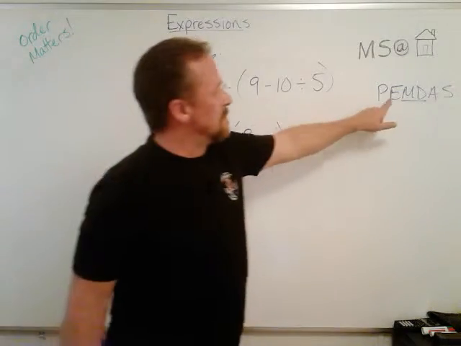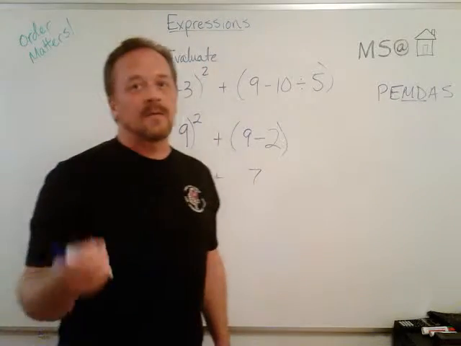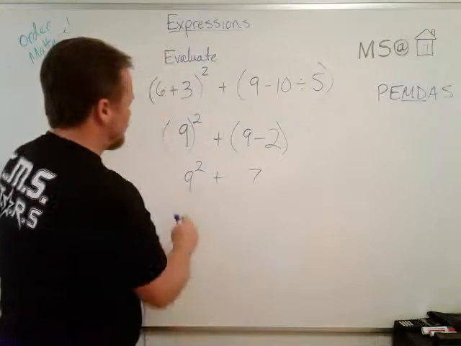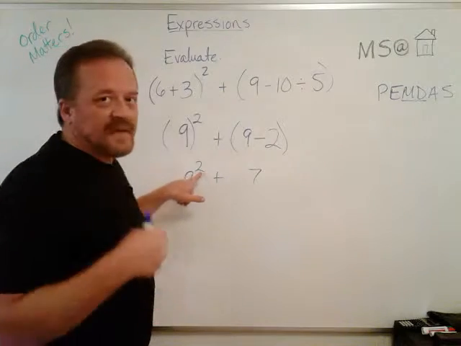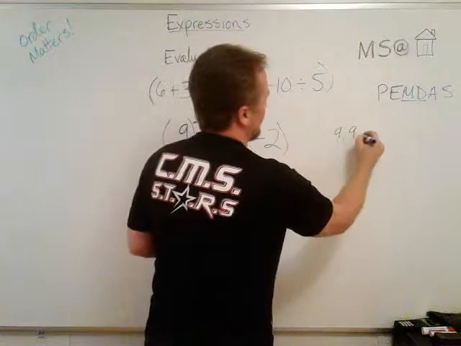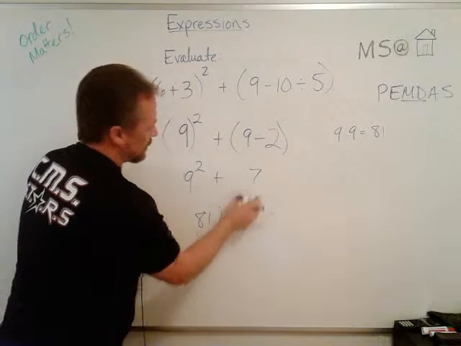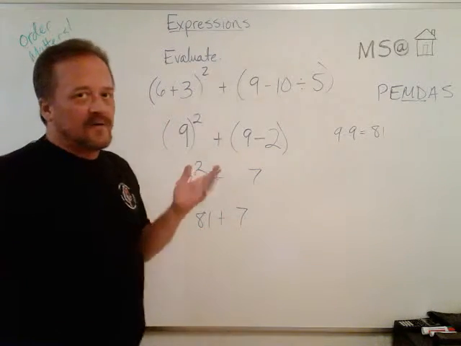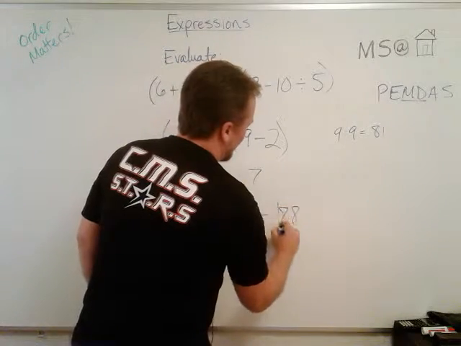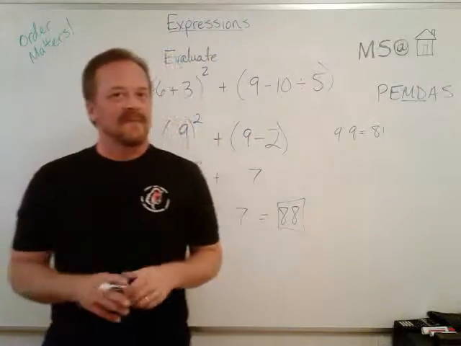Now I can move to exponents. And I have one here. 9 to the second power. Is that 18? No. Repeated multiplication. The exponent tells me how many times to represent the base, right? So 9 times 9 gives me 81, okay? Plus 7. And now there's only one operation left. 81 plus 7. 88 is the value of this expression, okay?